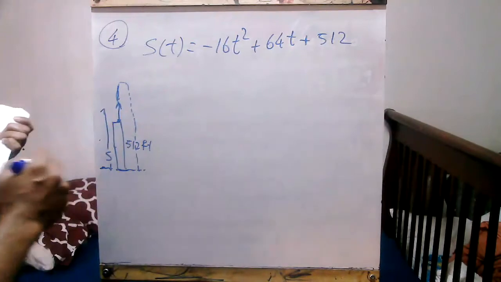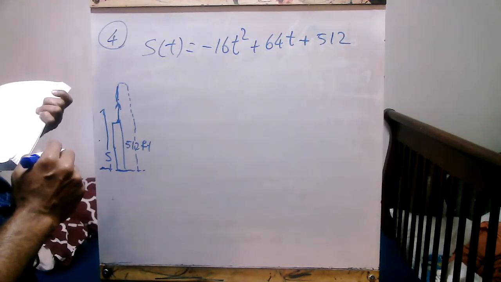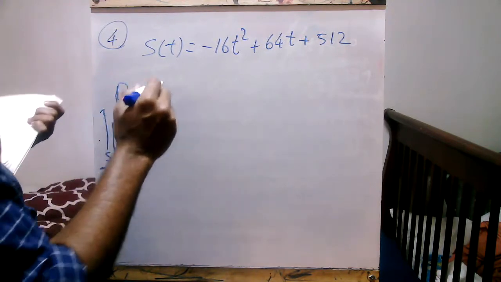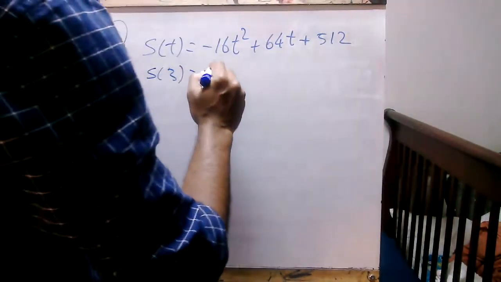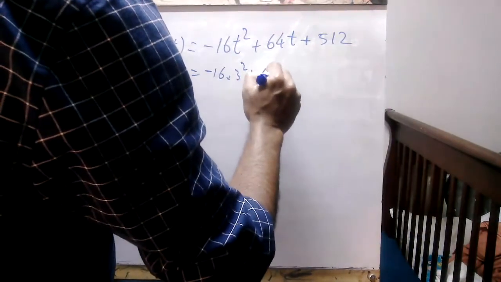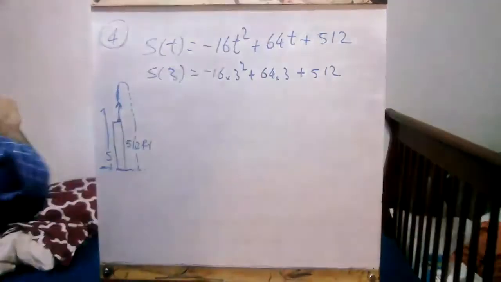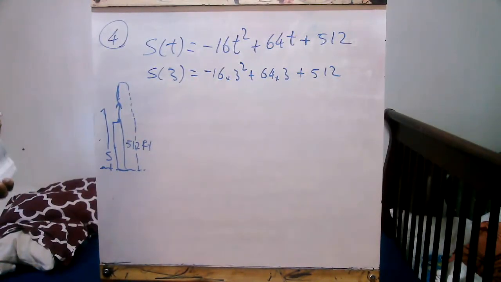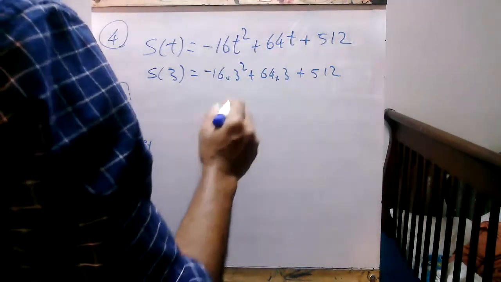Now in part A, it's asking us to determine the height at the end of 3 seconds. S3 equals negative 16 times 3 square plus 64 times 3 plus 512. Let me get the answer from the book for convenience. S3, they found 560 feet.